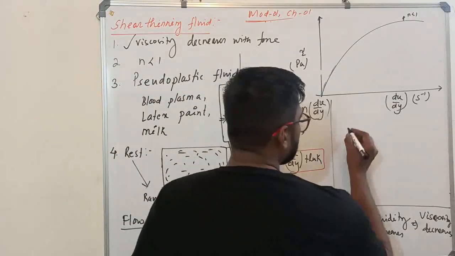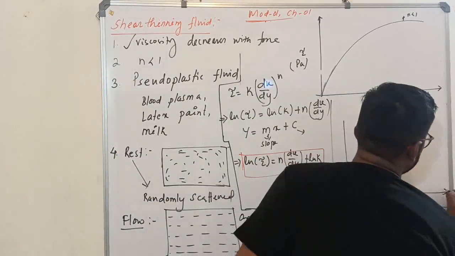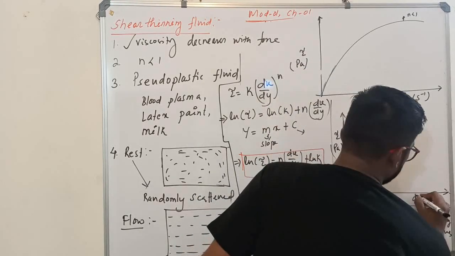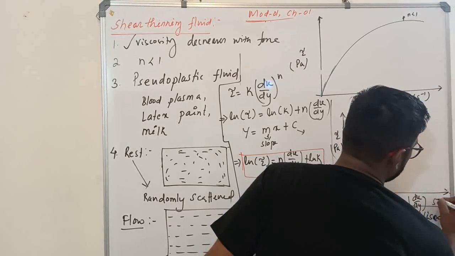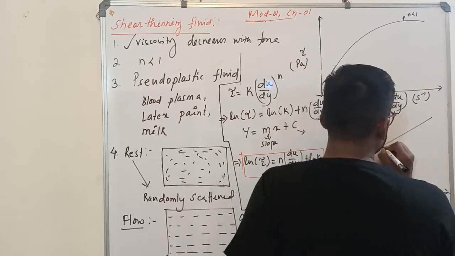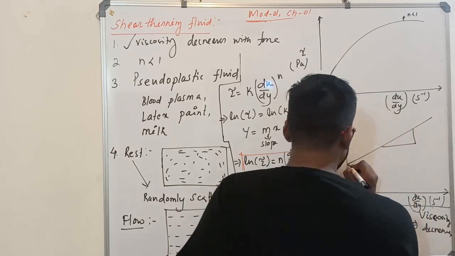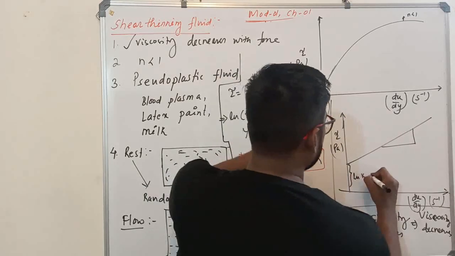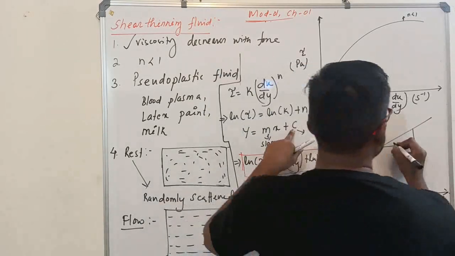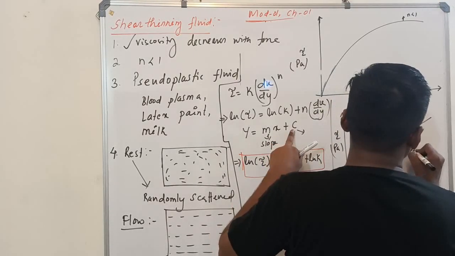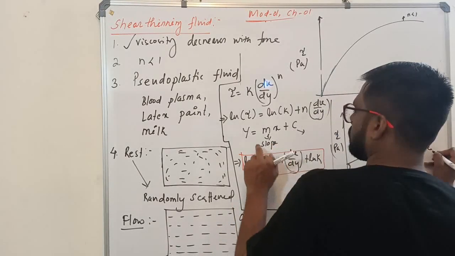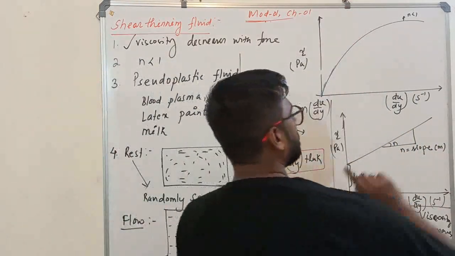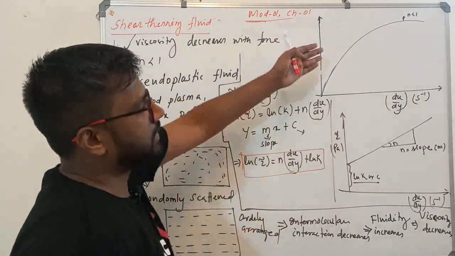So how will my graph be now? Now my graph will look like this. Again, this is my tau in Pascal, and this is my du by dy in second inverse. This is the graph, and this is your y-intercept, ln k, or you write c here. Now this is the slope, and n is the slope. So now this graph we have converted into a straight line.